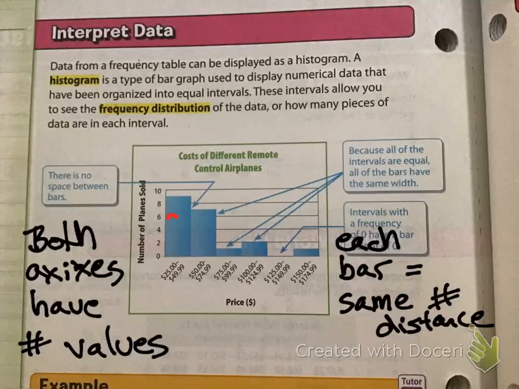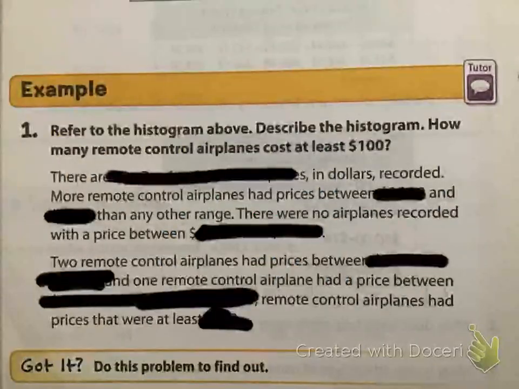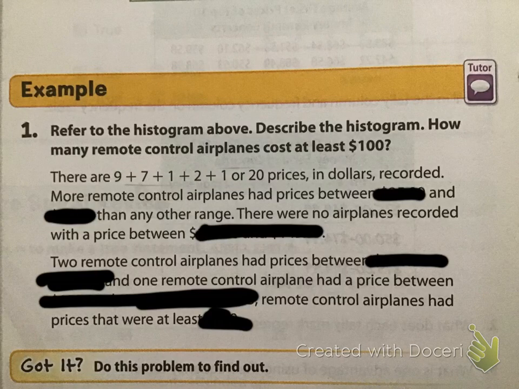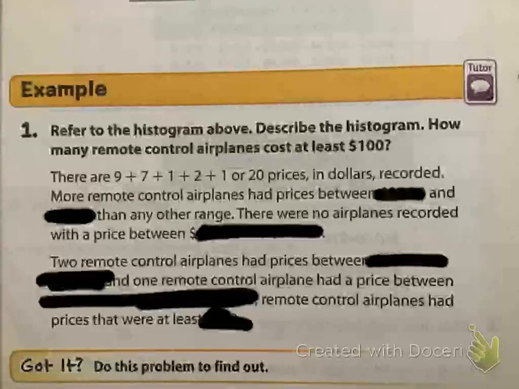So this first one has 9. This one here has 7. This one here has 1. This has 2. This has 0. And this has 1. So first things first, I want to add them all up. So there are 20 different prices in dollars recorded.